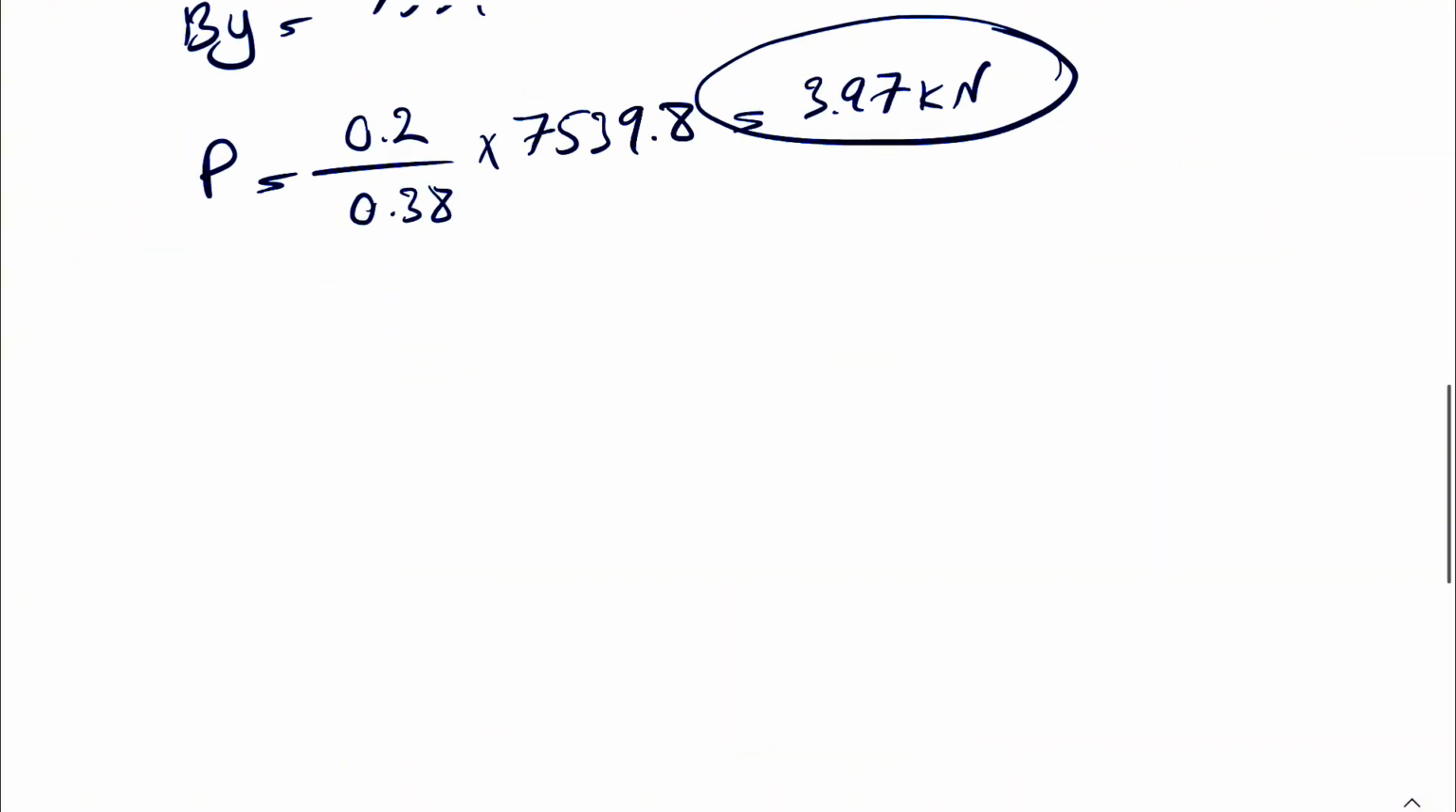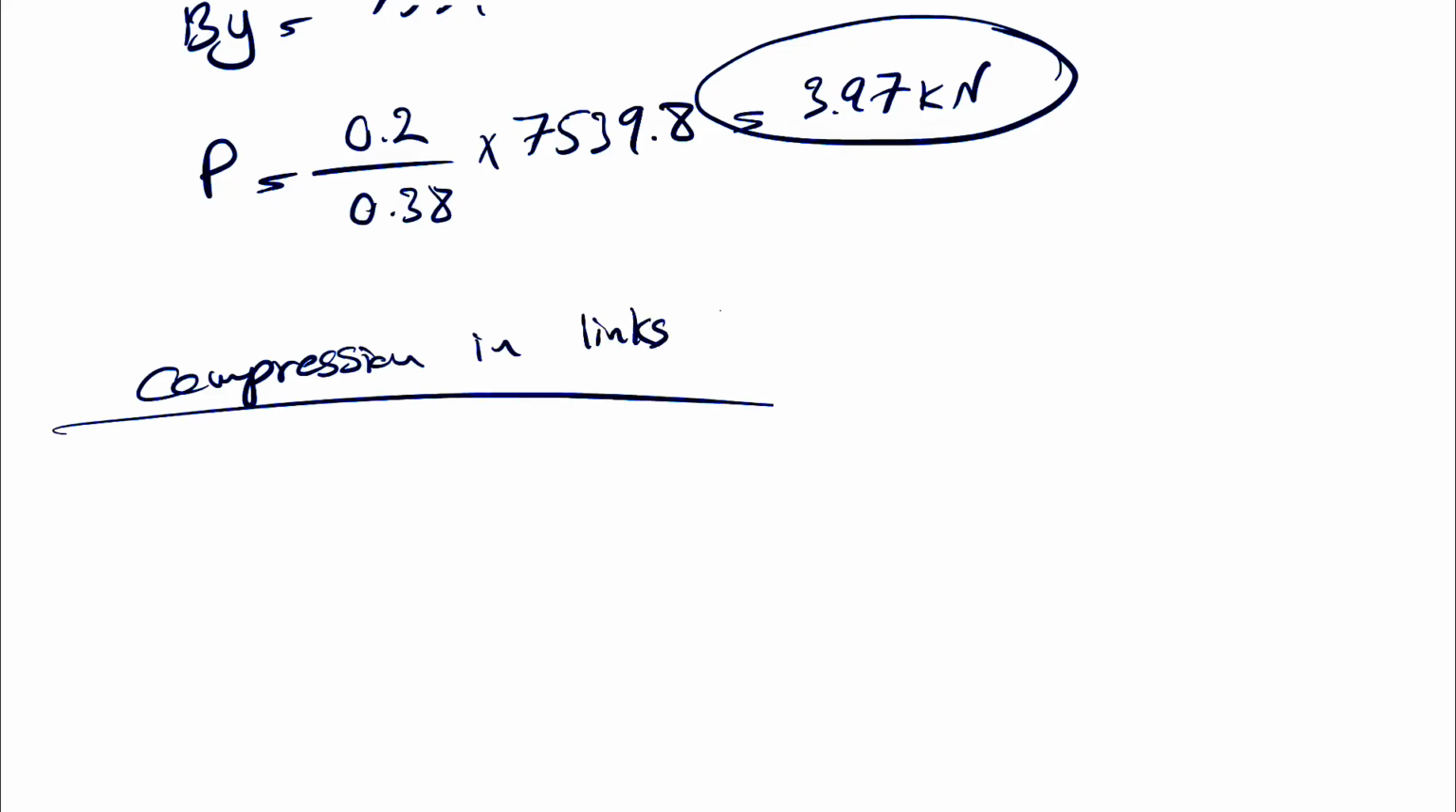So let's go to the last part. This time we're going to go with the compression in links, the two BD links that we were talking about. It's going to be the same thing. This time, instead of shearing stress, we have normal stress. So same thing. The force that we are dealing with is again the force that we have at B.